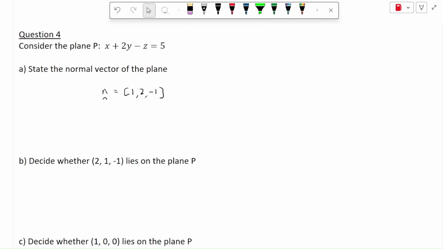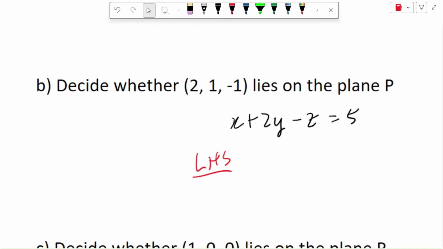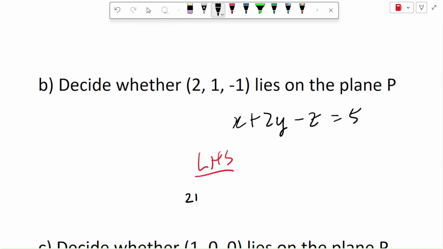Decide whether that vector lies on the plane. Well, the point lies on the plane, so we can sub it into the equation. So x plus 2y take z equals 5. If I look at the left-hand side of that equation, I'm going to have x is 2 plus 2 lots of 1 take minus 1, which is 5. And the right-hand side of the equation, a little bit boring, but it's just 5, so yes.